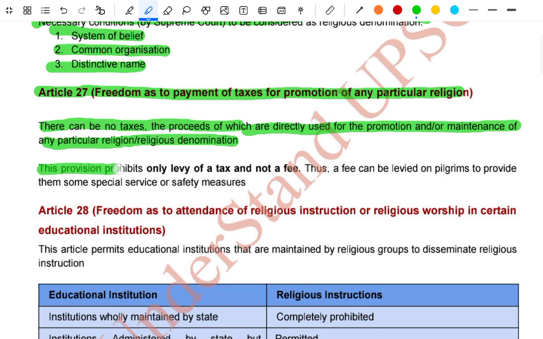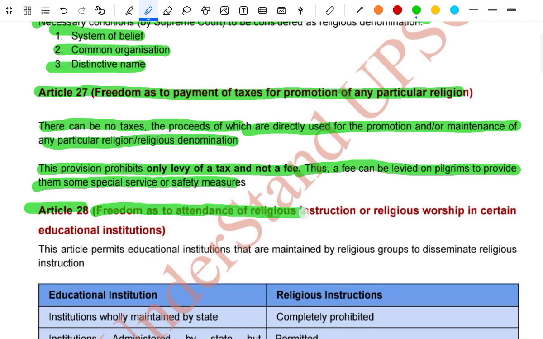This provision prohibits only the levy of a tax, not a fee. Thus, a fee can be levied on pilgrims to provide them some special services or safety measures. Article 28: Freedom as to attendance at religious instruction or religious worship in certain educational institutions.